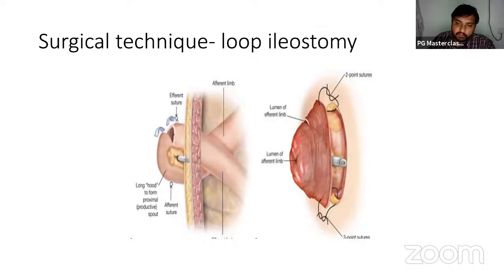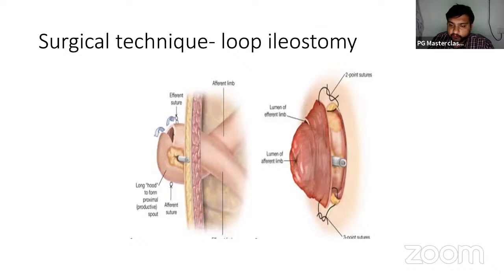Then again, 3-point sutures are taken at the efferent limb and the afferent limb, approximately 6 in number circumferentially, and in between, 2-point sutures, full thickness of the ileum loop at the edge and at the base with the dermis, are taken.